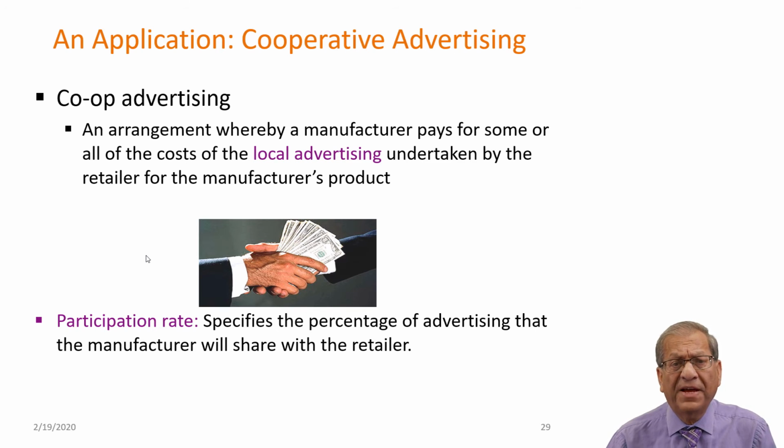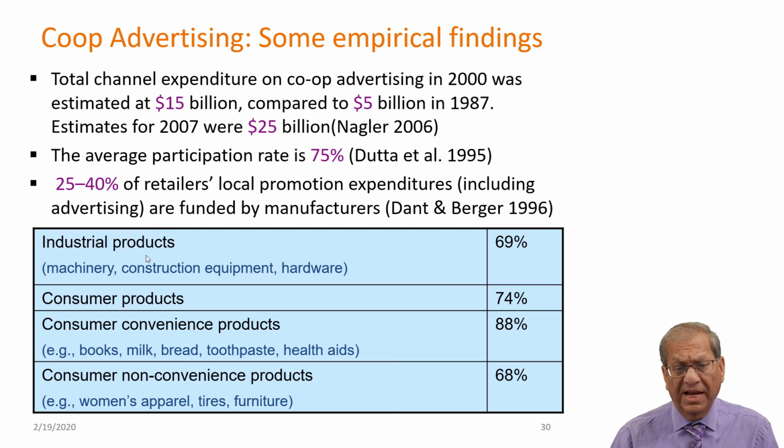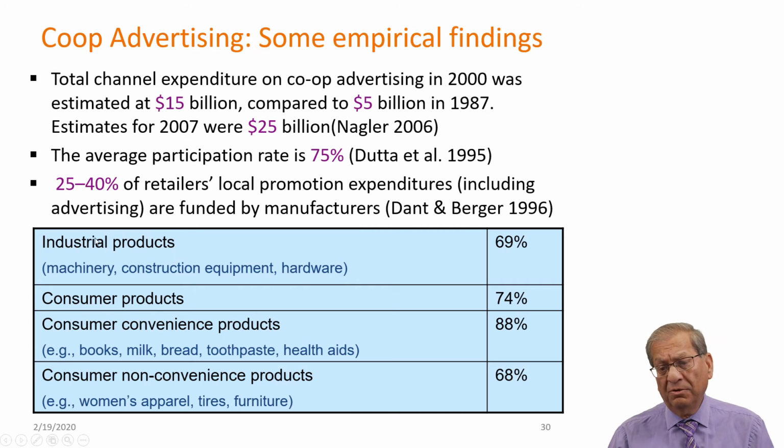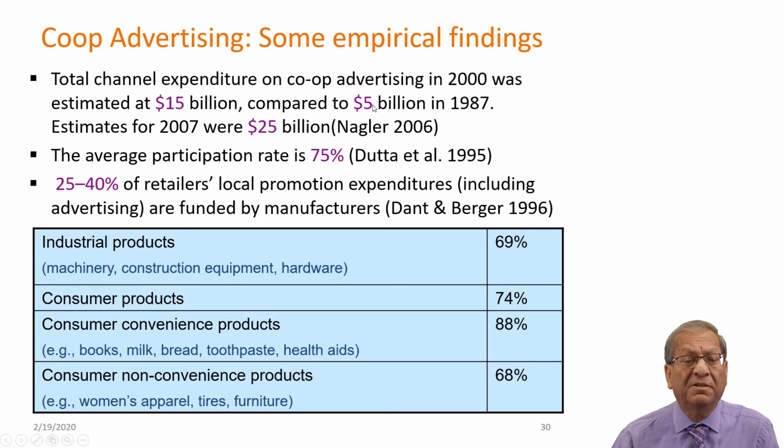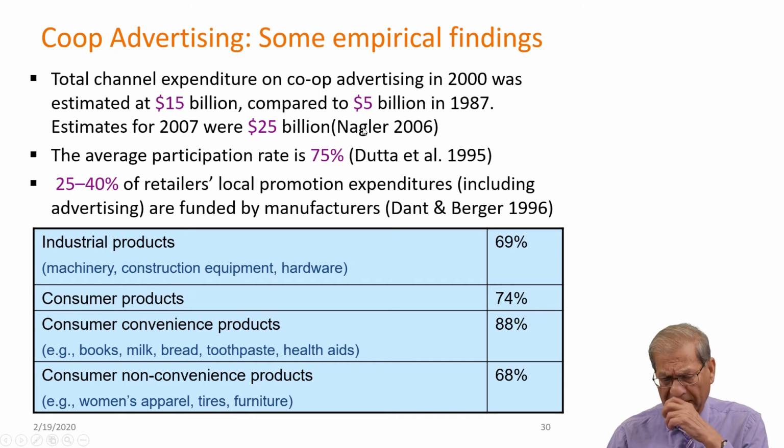Why does the manufacturer do that? Because the manufacturer wants to sell his product and he's afraid that the retailer will not sufficiently advertise for his benefit. Cooperative advertising has become an important marketing strategy. As you can see, in 1987, $5 billion were devoted to cooperative advertising. In 2000, that figure became 15 billion. There are figures for other years, but we will continue to go further.